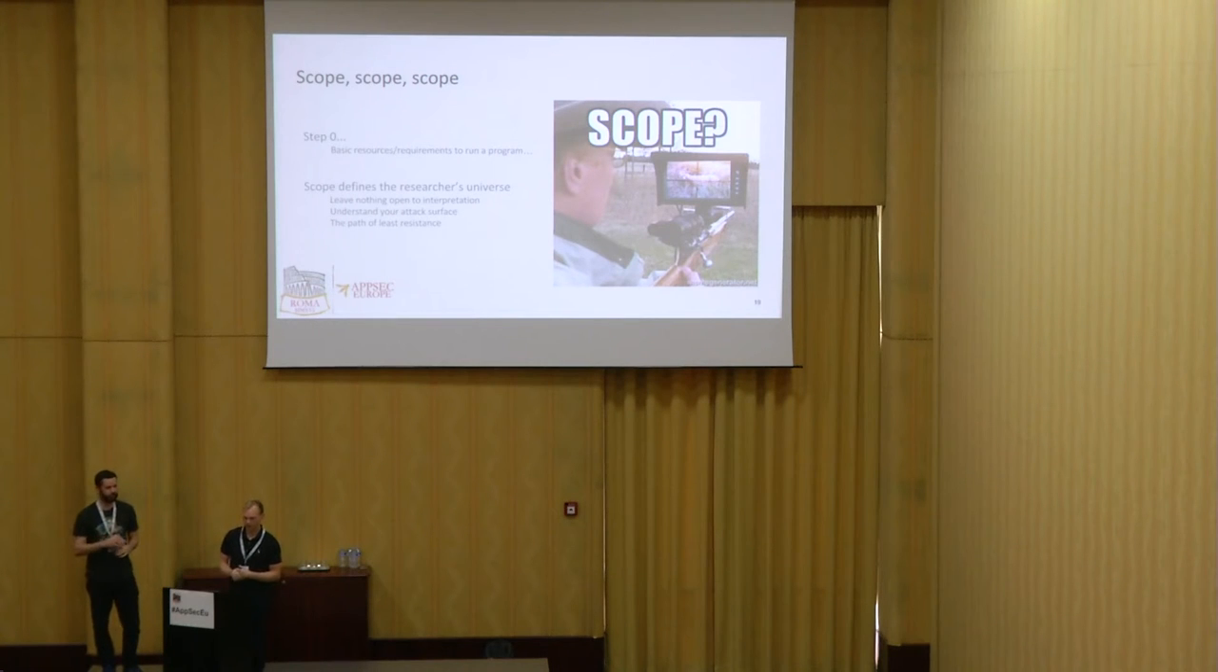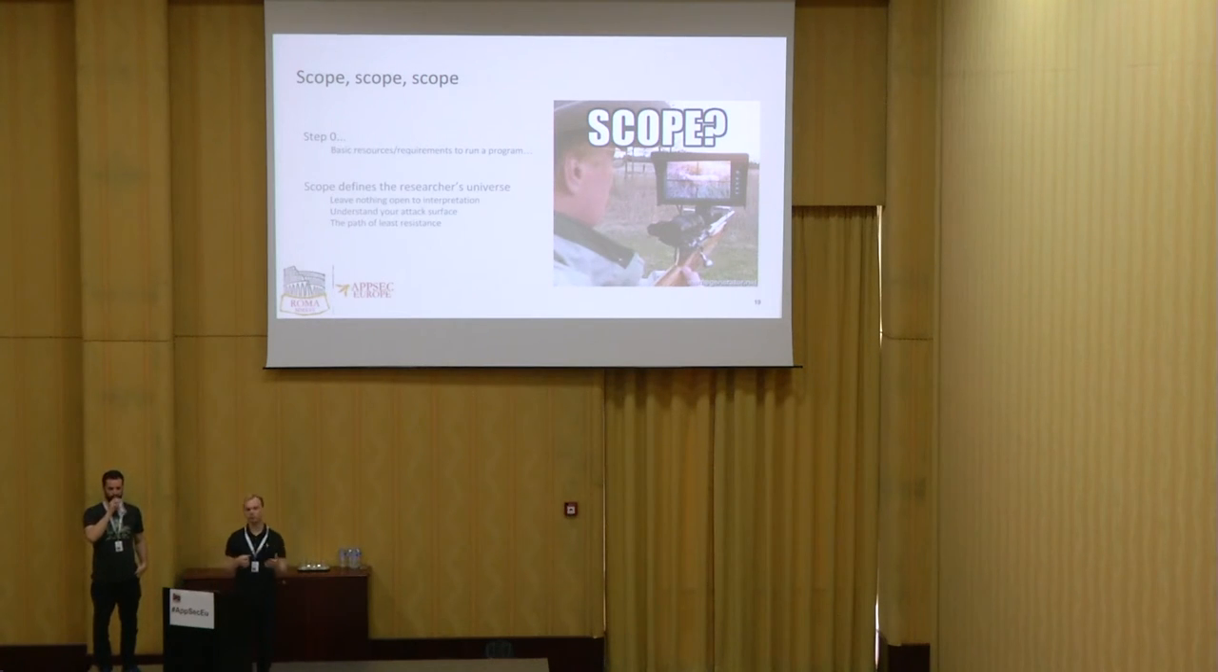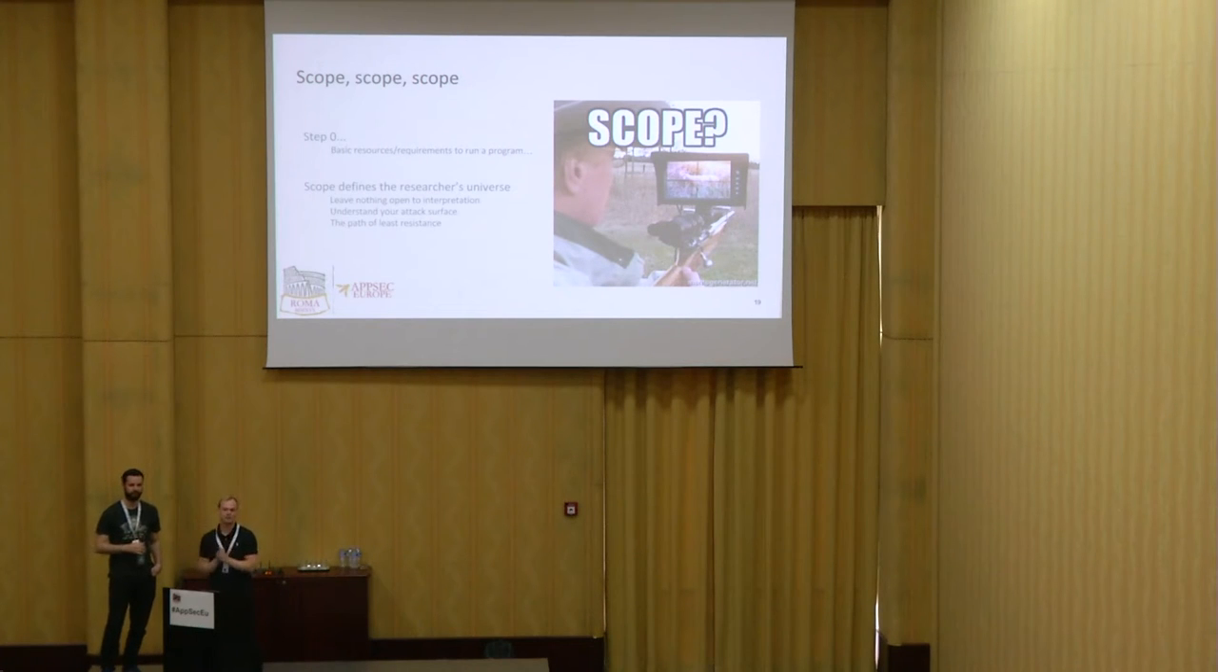So the first thing to keep in mind is leave nothing open to interpretation. When building your scope, make sure that you take a step back and put yourself in the researcher's point of view and really evaluate your scope from a third-party perspective and say, hey, could this possibly be misinterpreted? A really simplistic example of this would be, you have myapp.com/app, and you just put that up there and you say, hey, you guys can test on this.